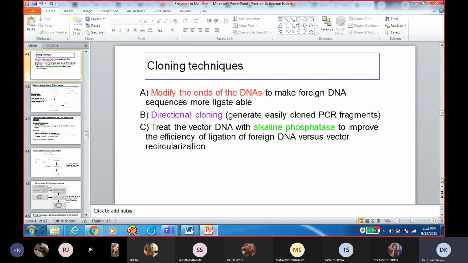One is called directional cloning, which you can easily do. You will see some of the steps. It's nothing new, you already know it. Maybe we will see that in the form of a picture. Or treat the vector DNA with alkaline phosphatase, which I explained to you. That typically prevents the recircularization of the vector DNA, so you are essentially forcing the reaction to be more intermolecular than intramolecular. The plasmid cannot religate back on itself.